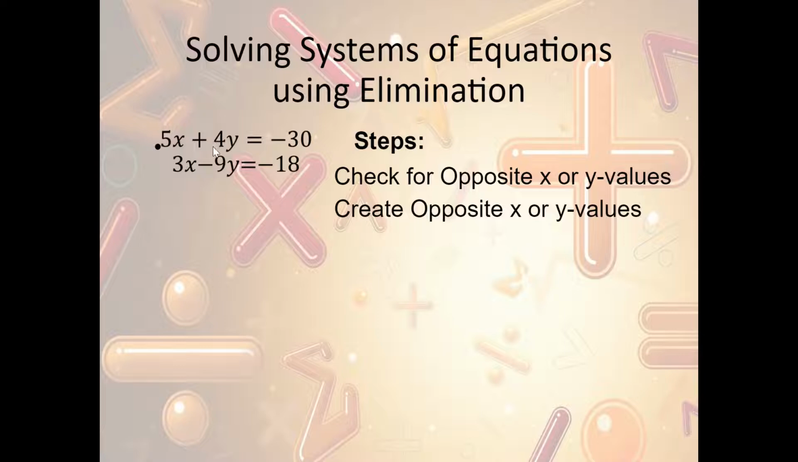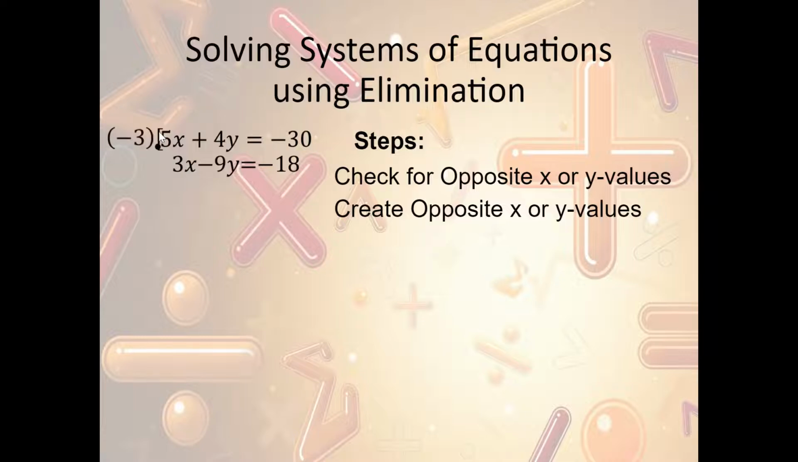And I can't multiply 4 by anything to get 9. So I'm actually going to have to multiply both of the equations now. I can pick either the x values or y values. Now the y values are going to get really large if I start multiplying by 9. So I'm going to use my x values.